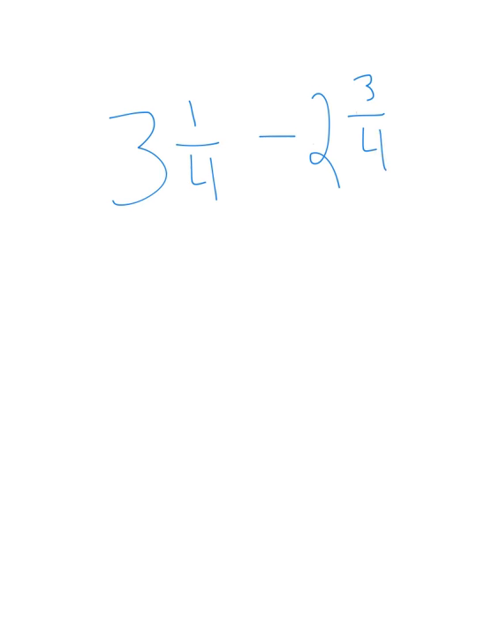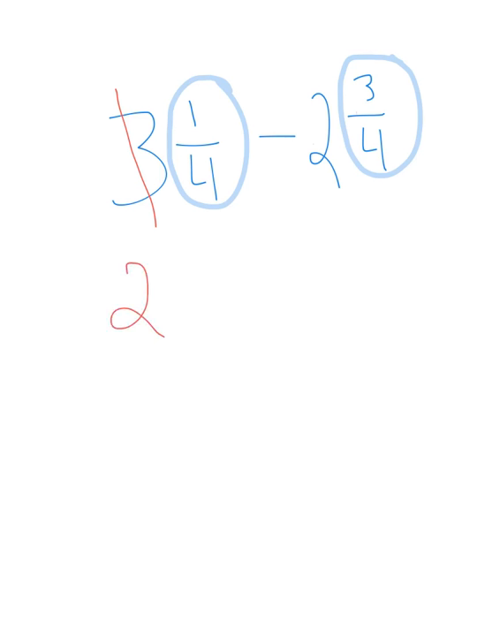Now, we want to look at the fractions first on this and ask ourselves, if I look at the fraction here, 1/4, and then I look at the fraction here, 3/4, I know that I can't subtract 3/4 from 1/4 without getting a negative number. So what I have to do is borrow from this 3 and make it a 2. Okay? Now I have to account for that whole number that I just took out of 3.